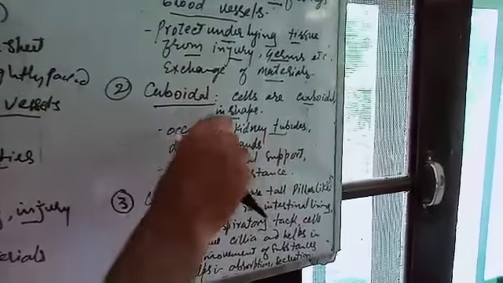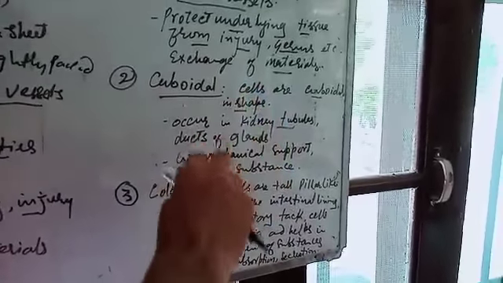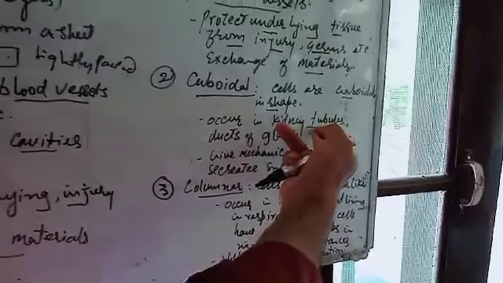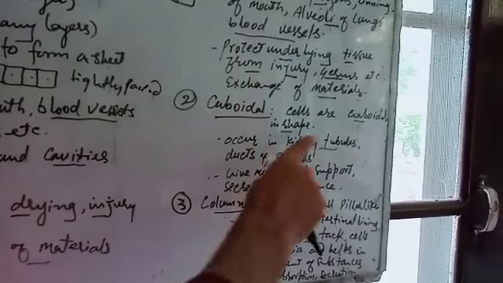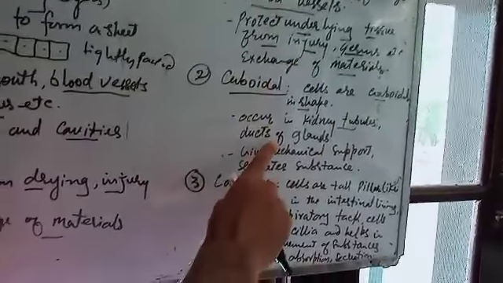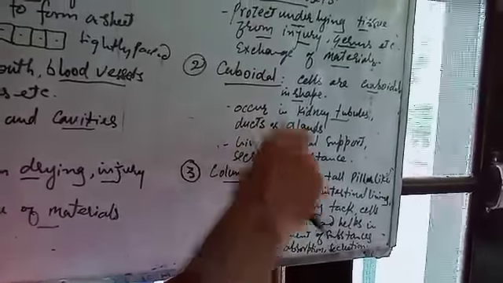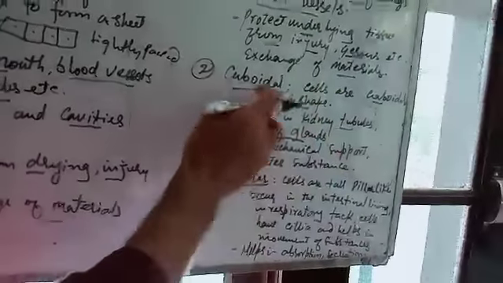Mind it, during the exam some questions occur like this. For example, which tissue is present in the kidney tubules? You don't have to write epithelial tissue, but you have to write cuboidal epithelium. Kidney tubules are covered by cuboidal epithelium, and so are the ducts of glands like salivary glands.